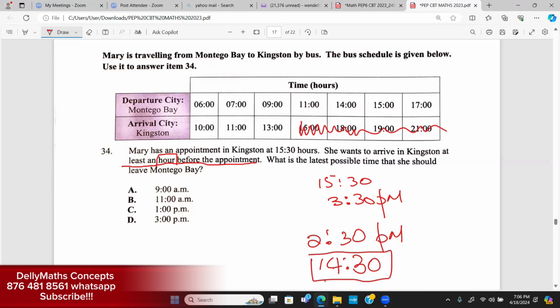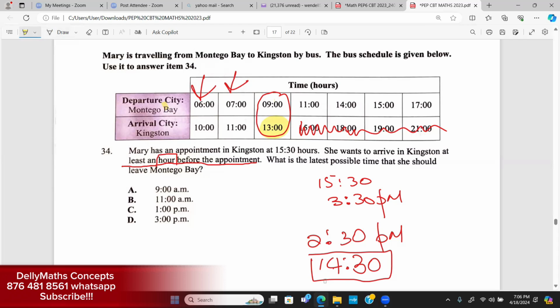So the question says, what is the latest possible time that she can reach? So we are referring to the bus schedule. She could have reached at that time and that time, because if you reach before, you're good. So what is the latest time you can work with based on the bus schedule? You could leave at 9 and reach by 1. That's it.